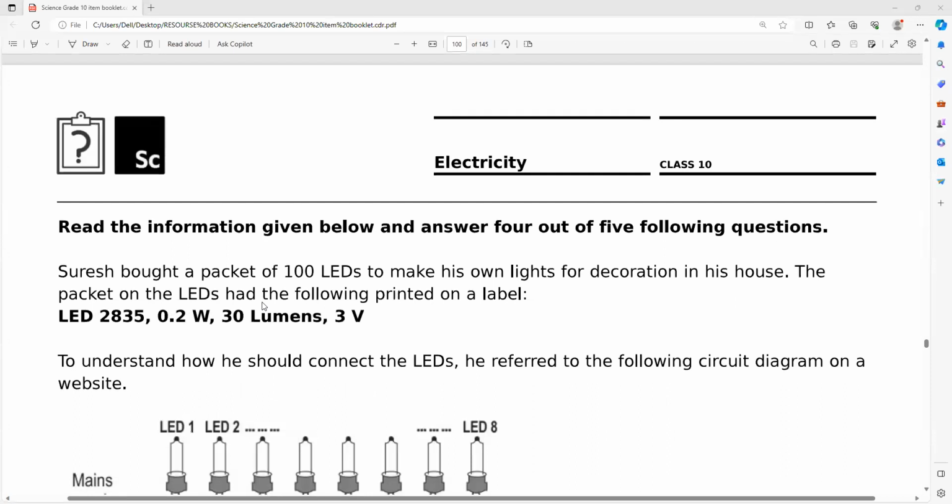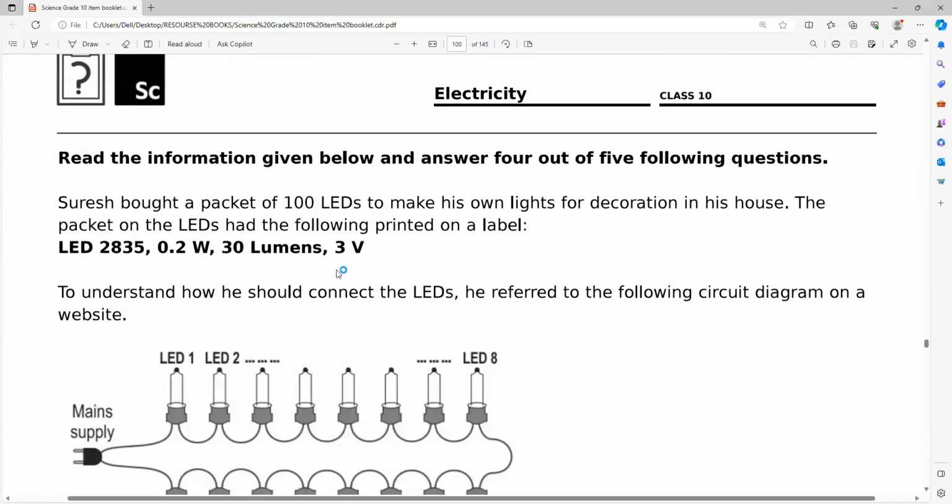Read the information given below and answer 4 out of the 5 following questions. That is the first thing they are saying. Some of these questions are very easy, but some are very tough. But there is no too hard question. If you are good in basic concepts, definitely you can solve it very easily.